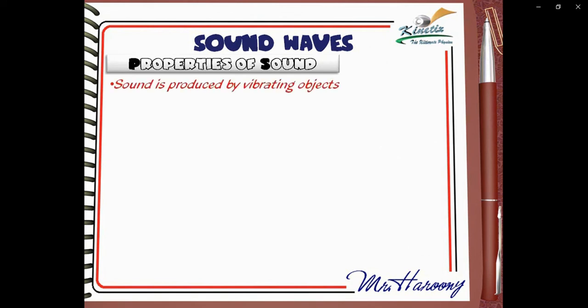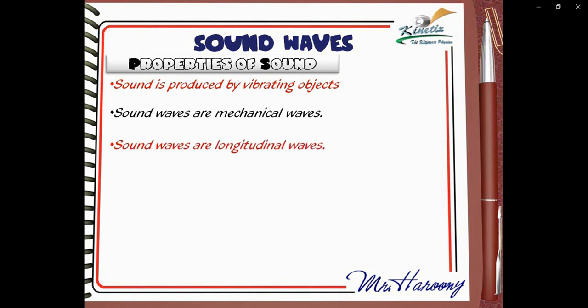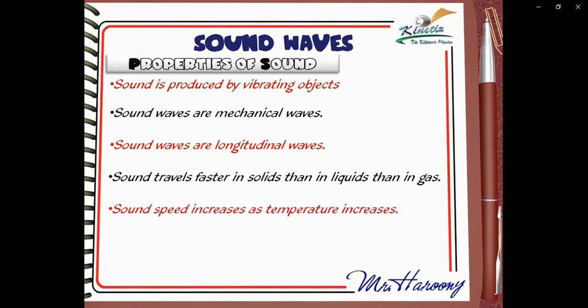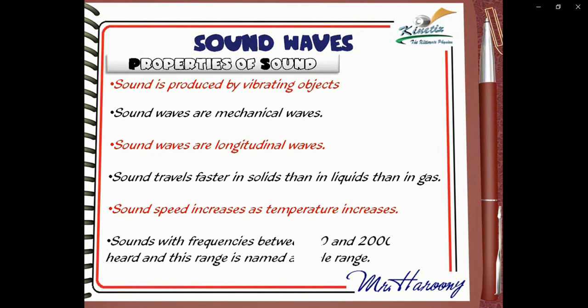Right, move on to the next part, properties of sound. Sound is produced by vibrating objects. Sound waves are mechanical waves. Sound waves are longitudinal waves. We have done 2 experiments. Sound travels faster in solids than in liquid and gas. Sound speed increases as temperature increases. And sounds with frequencies between 20 Hz and 20,000 Hz can be heard, and this range is named the audible range.